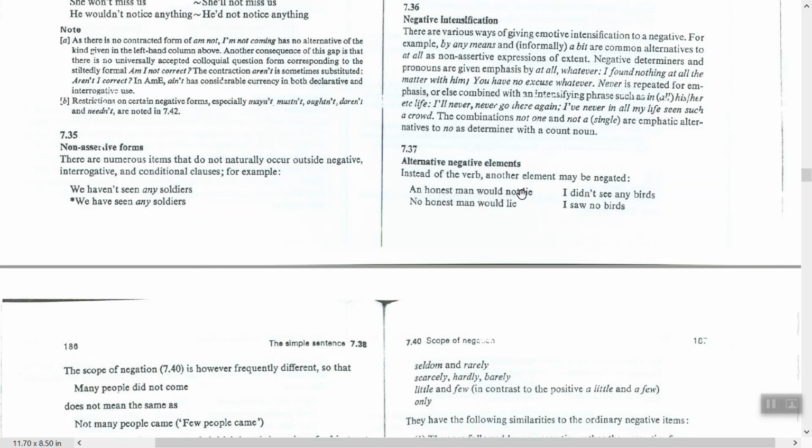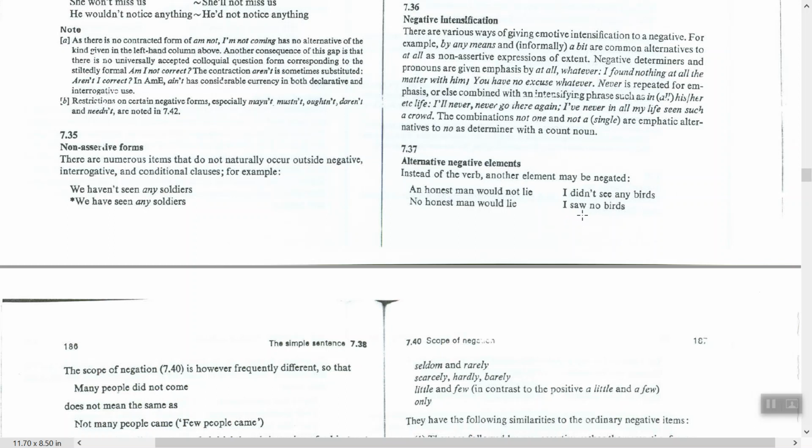Here the verb is negated. But here, no honest man would lie. The first element, the subject, is negated. I didn't see any birds. Here the verb see is negated. When we talk about the scope of negation, we go from the beginning till the end.